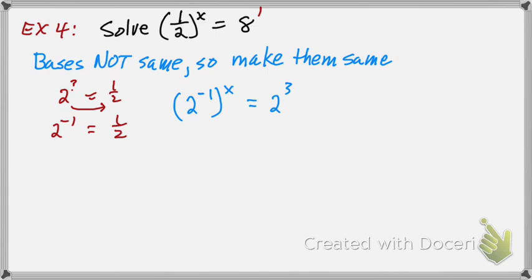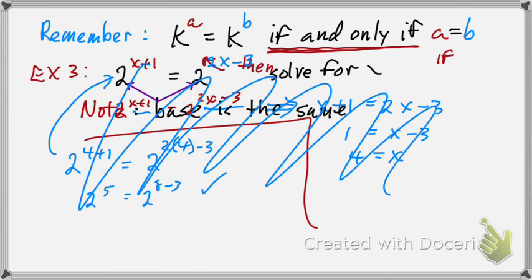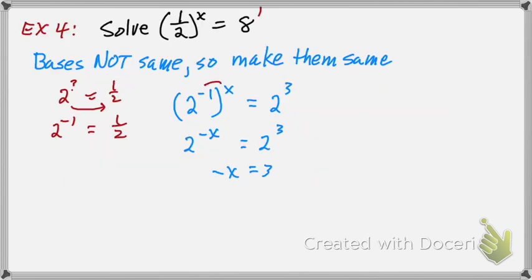All right, so now then I'm going to do what? I'm going to multiply these two exponents together. And I get 2 to the -x power equals 2 to the 3rd power. I can just look at that and go, well, -x equals 3. How come? Because this rule right here, before I did all this junk. So I know that x equals -3.